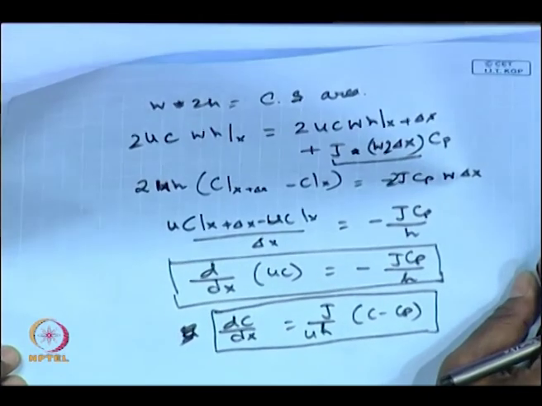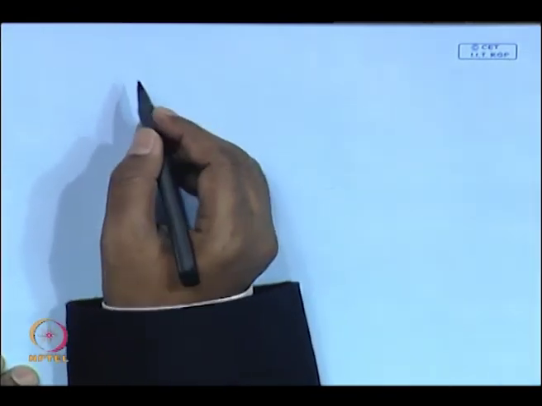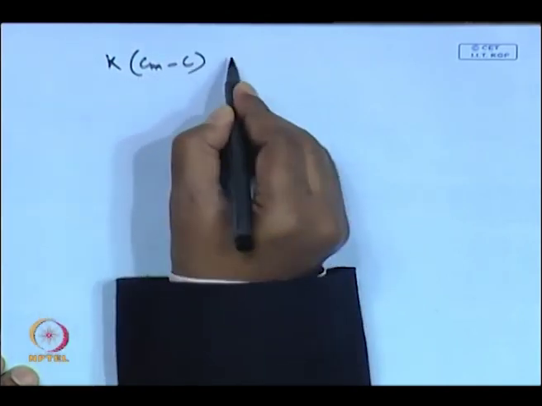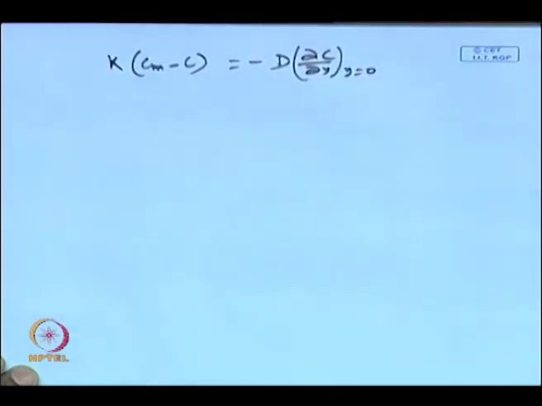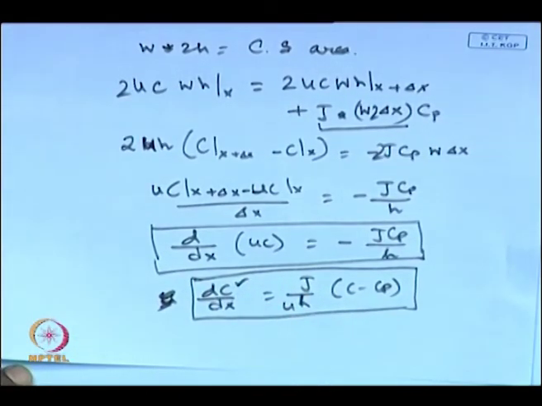Now, what is left is how J is related to Cm and how Cm is related to Cp, that interface. So, we will take recourse to the definition of mass transfer coefficient: k times Cm minus C is nothing but -D del C del y at y equals 0. If you remember, the value of C that we are putting here is nothing but the cross sectional average bulk concentration. So, this is basically the bulk concentration we talked about earlier.